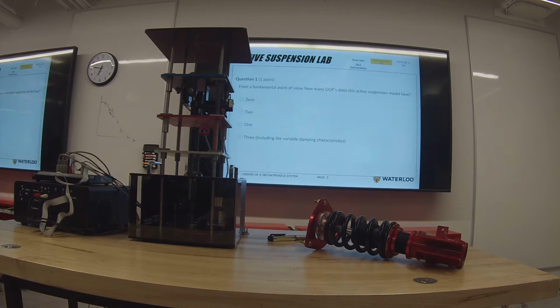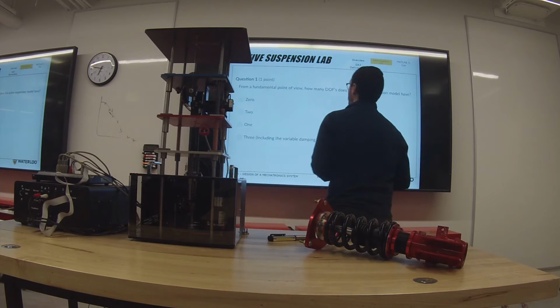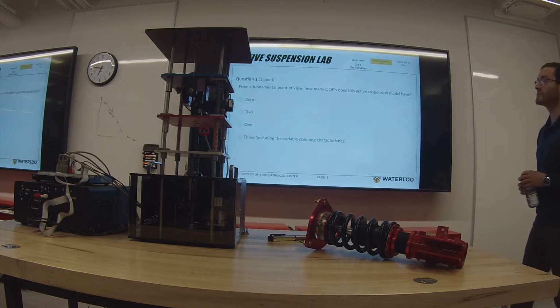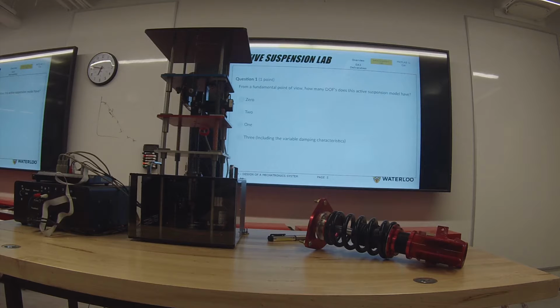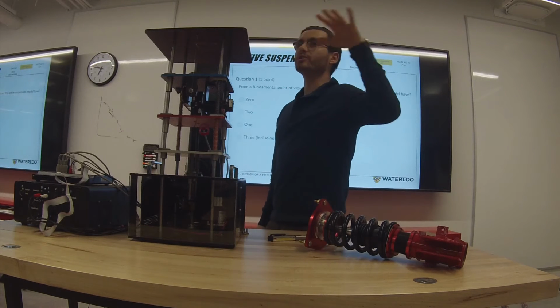When you get into the quiz, this should be the first question. If you don't see this, let me know. It says, from a fundamental point of view, how many degrees of freedom does this active suspension device have? Okay, so please don't skip ahead.